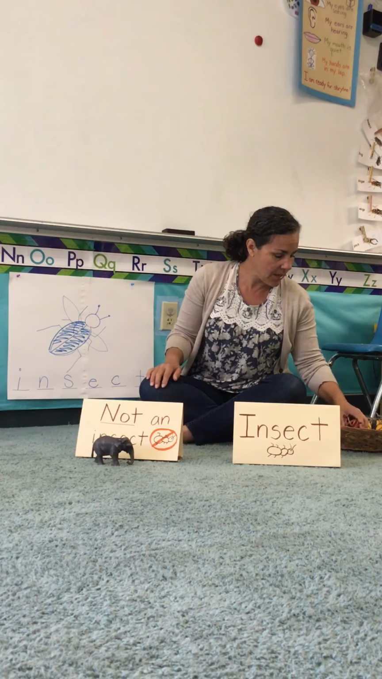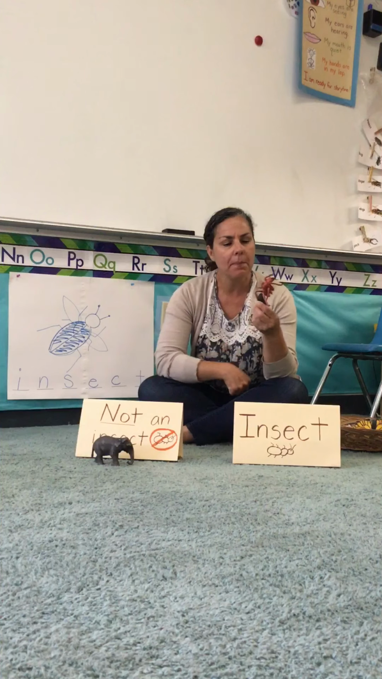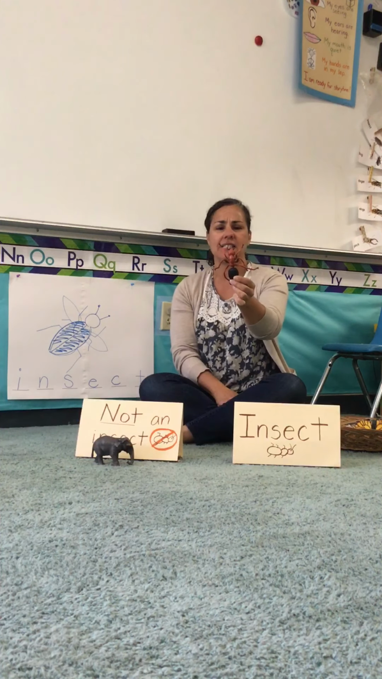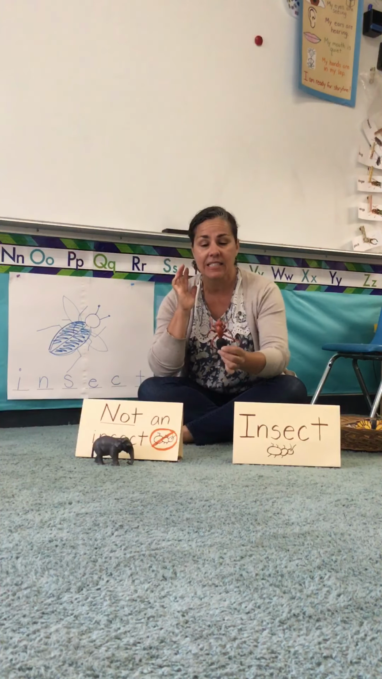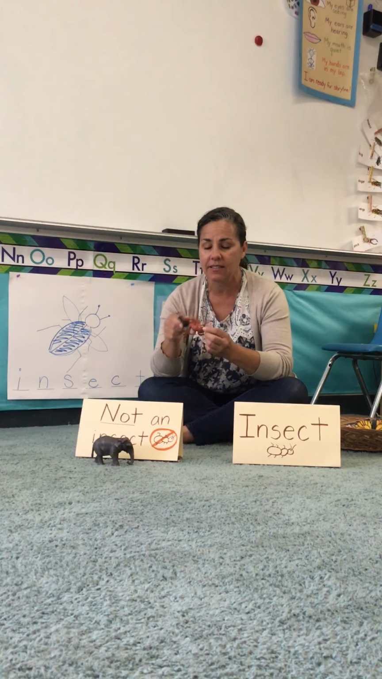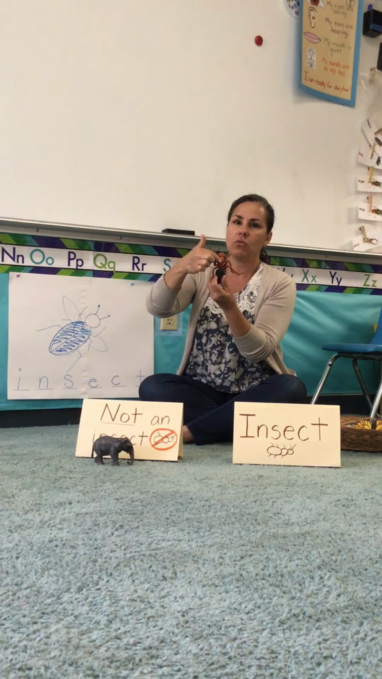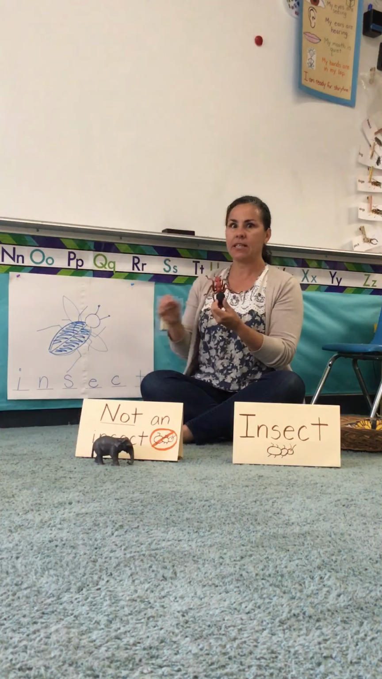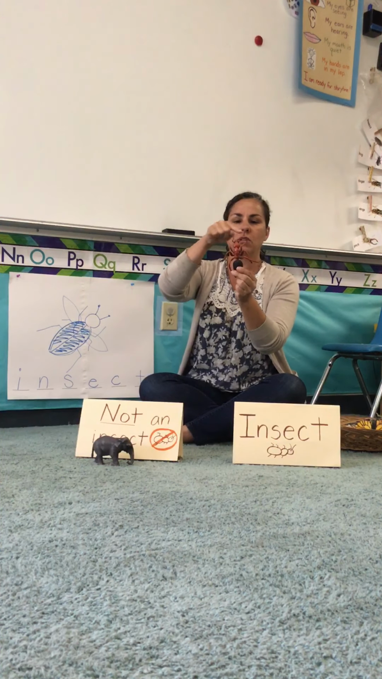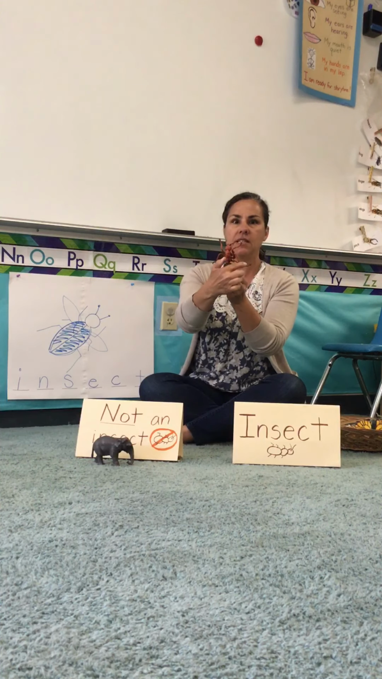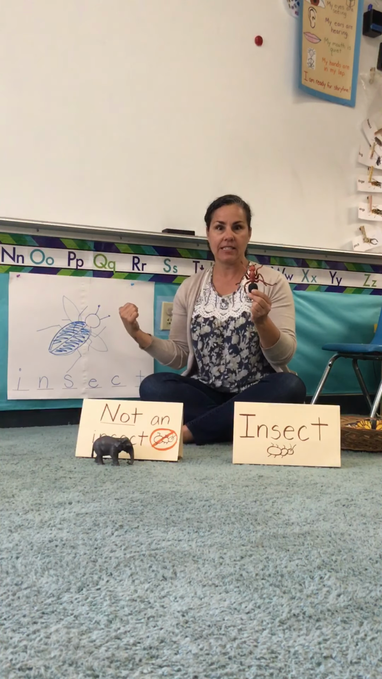Let's see. How about this one? What kind of bug is this? An ant? You say? You're right, it's an ant. Let's count his body parts. 1, 2, 3. Hey, that sounds like an insect. Let's count his legs. 1, 2, 3, 4, 5, 6. Hey, that sounds like an insect.